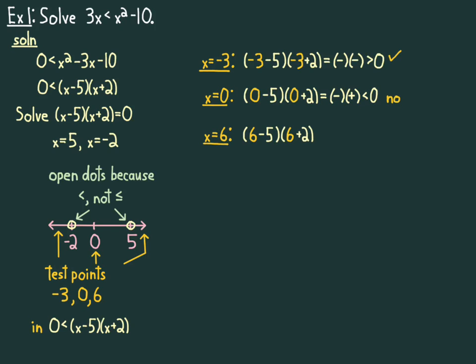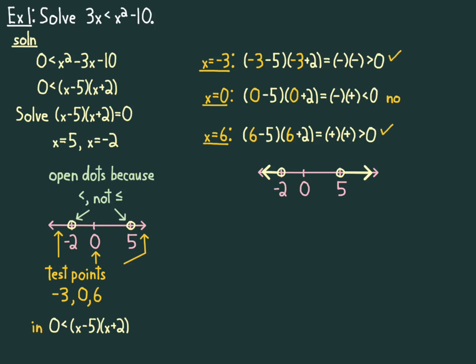So I'm going to try 6, my third test point. I get 6 minus 5 times 6 plus 2, so that's a positive times a positive, which is positive, right? Because there's 0 negatives, an even number of negatives. And so that's greater than 0. So I need to shade in those two regions. The region determined by the 2 points in my previous graph, the region that contains the negative 3 and the region that contains the 6. I just shade in that whole region, and that's where my solutions will be. So I get these two arrows going off to the left and right.